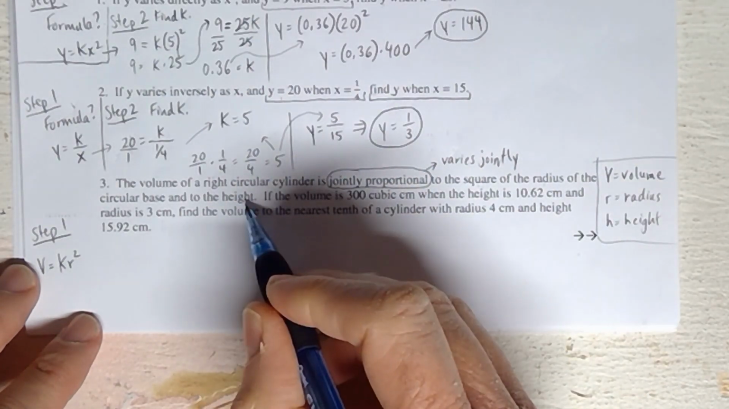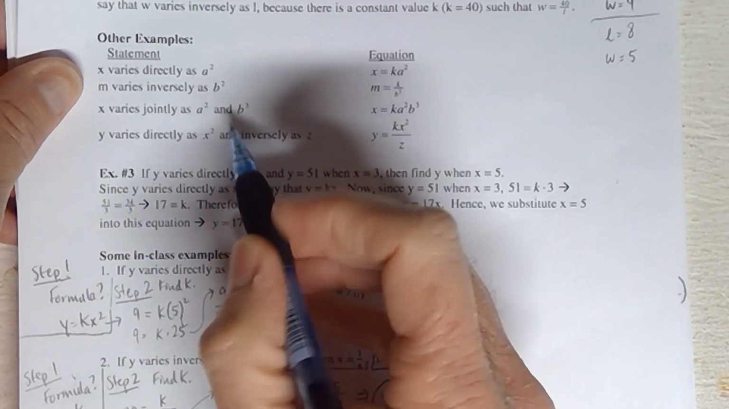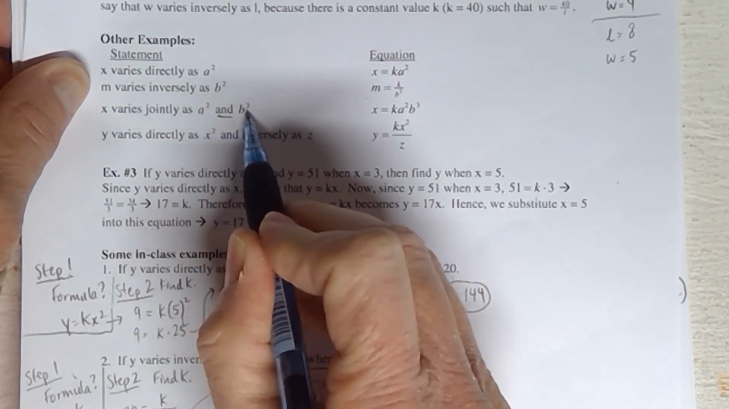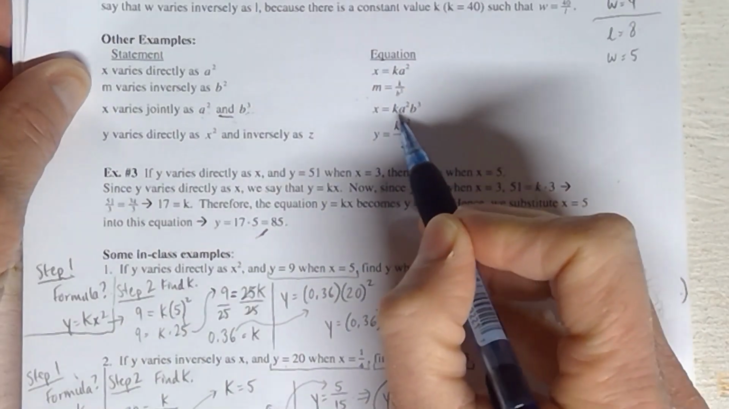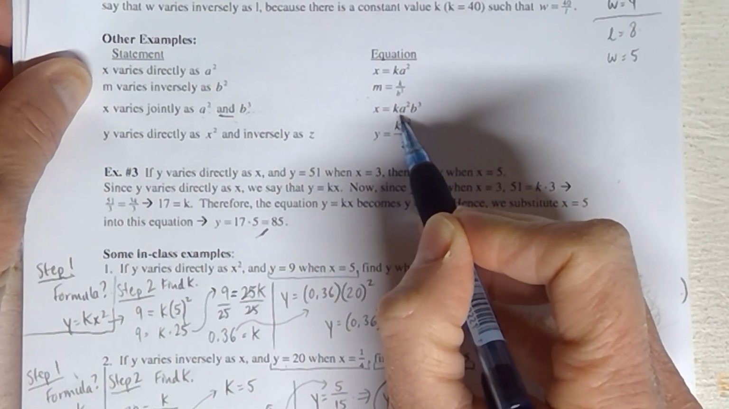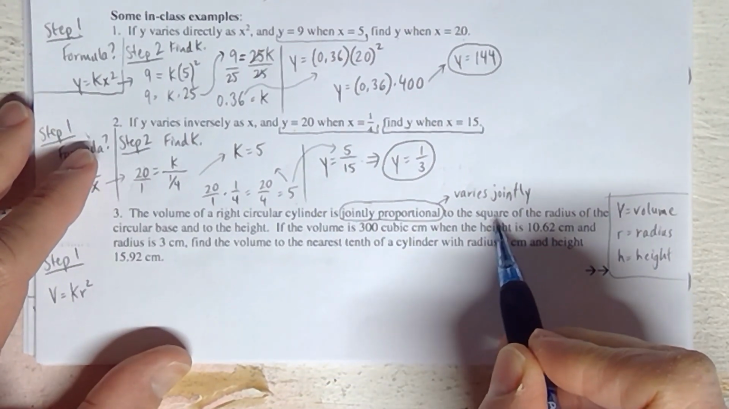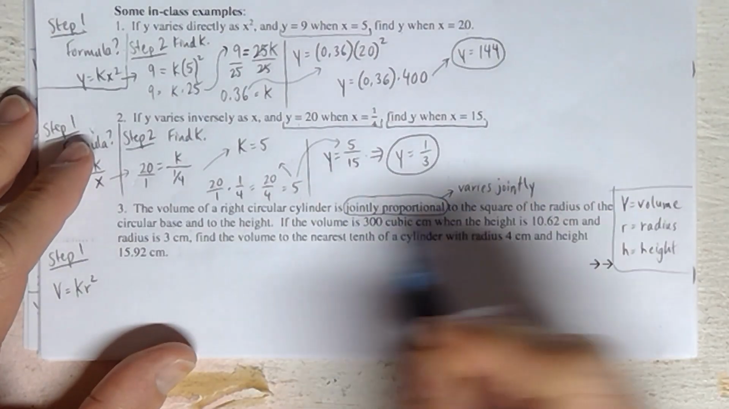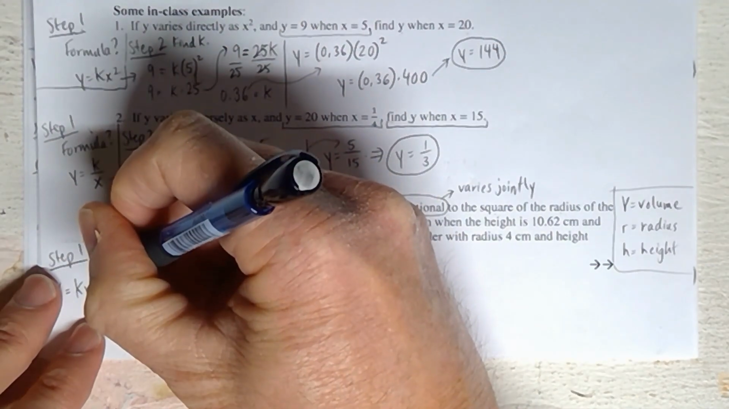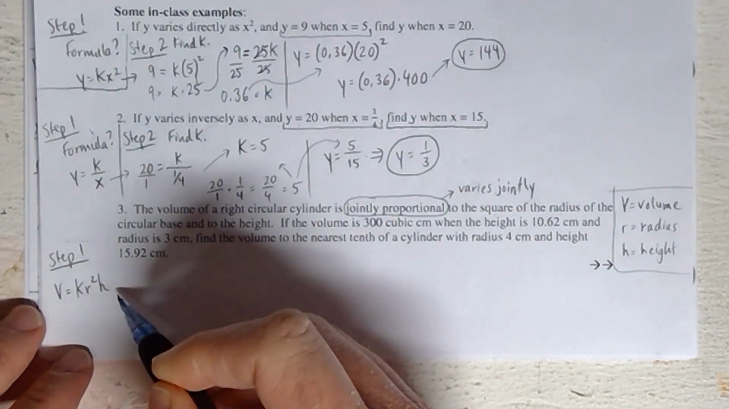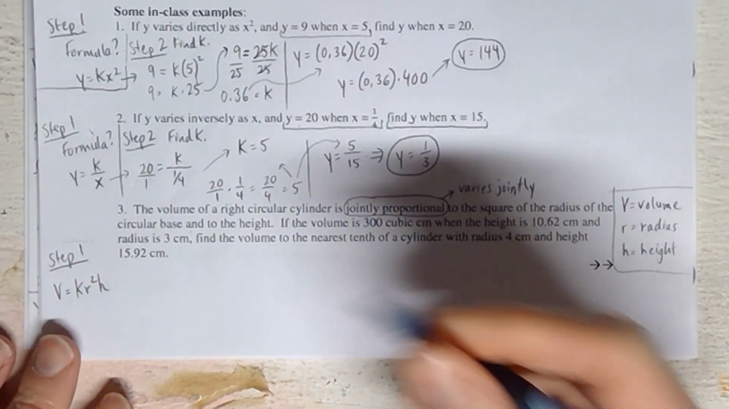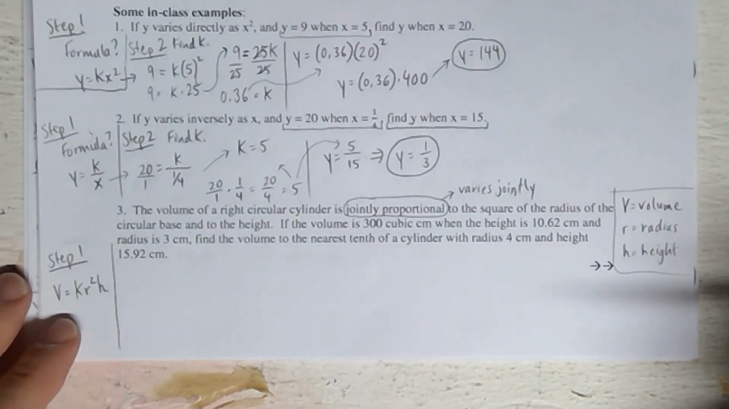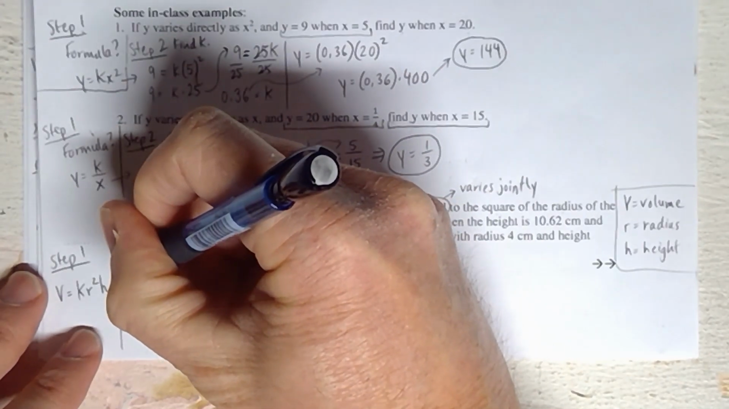And it says and to the height. Again, when you talk about jointly, you've got that word and up here. And so it's telling you to take both of these things on each side of the word and to put them in there multiplied by the k like that. It's the same thing here. They're saying varies jointly to r squared and the height. So r squared and h. And so we're going to multiply r squared and h, both of them, times the k, just like you see here. And so that's why the formula comes out like that.